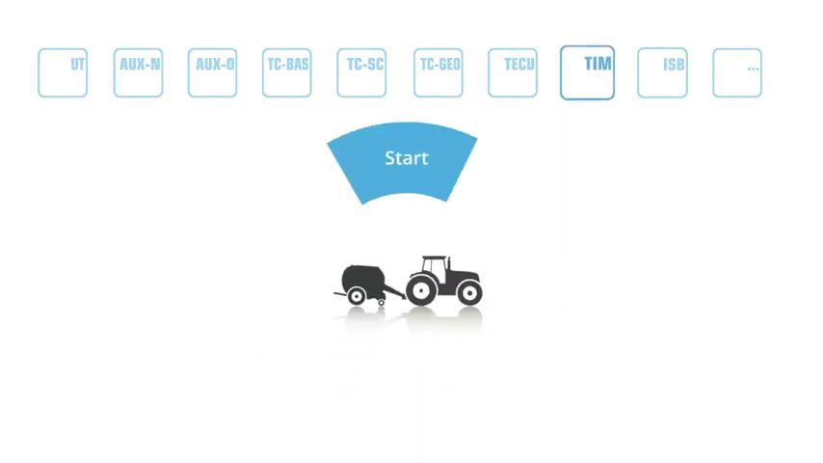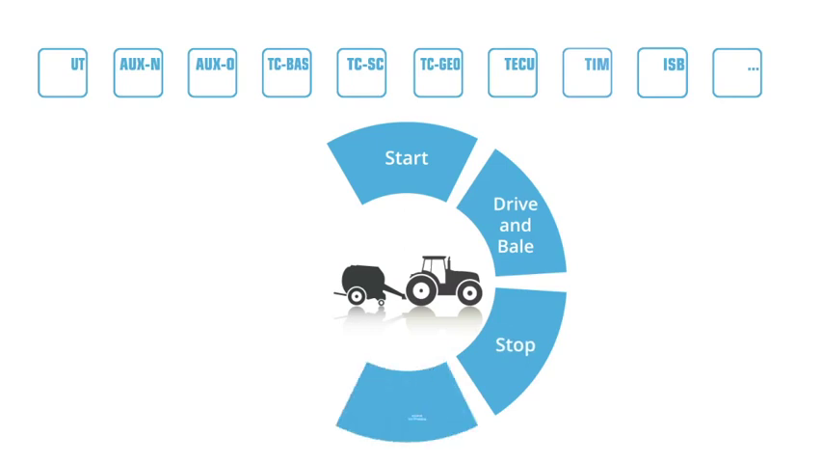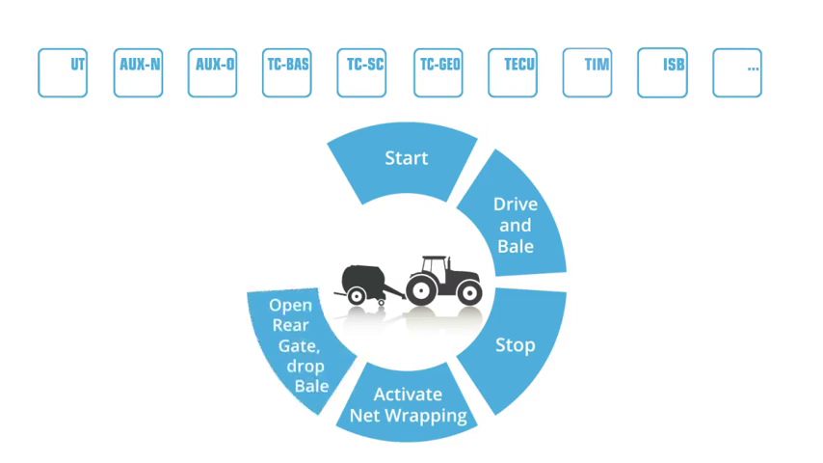Operator starts process by pressing a start button. Tractor starts driving. Baler is taking in fodder. Tractor is decelerating and stopping. Baler is doing net wrapping. Tractor is still standing. Baler is opening rear gate and drops the wrapped bale. Baler closes rear gate and is ready to start process again.